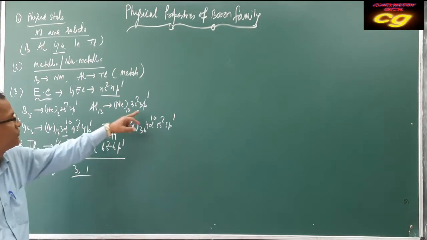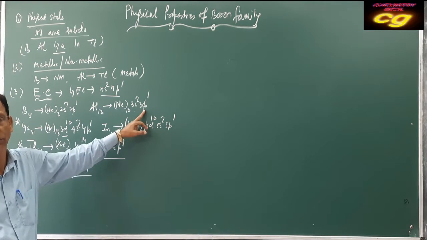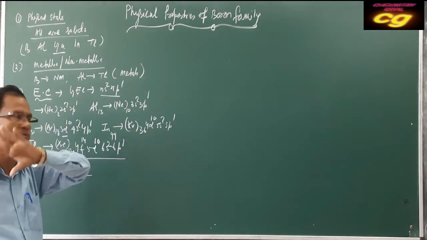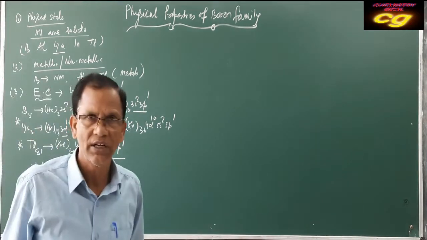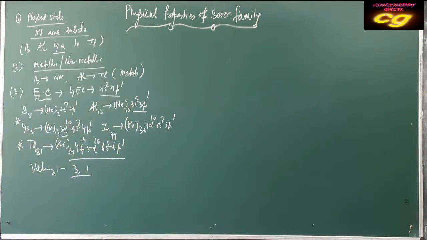It shows monovalent when it uses only the np electron. When you use all three electrons, that is trivalent. Generally it shows monovalent and trivalent valency. Okay.